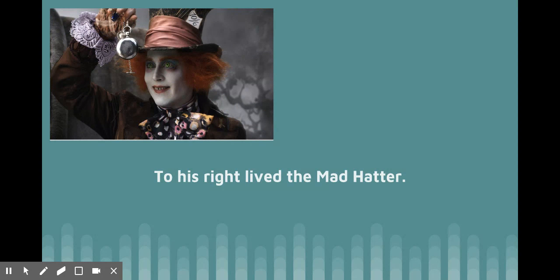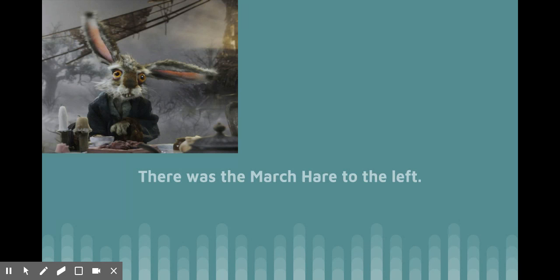Okay, let's try another. To his right lived the Mad Hatter. Go ahead and pause. So in the sentence, what is the subject when we put it in natural speaking order, which would be the Mad Hatter lived to his right. Our subject is the Mad Hatter. Let's try another one. There was the March Hare to the left. Okay, remember that there can never be the subject. Go ahead and pause. So what is the subject in this sentence? The subject is March Hare.